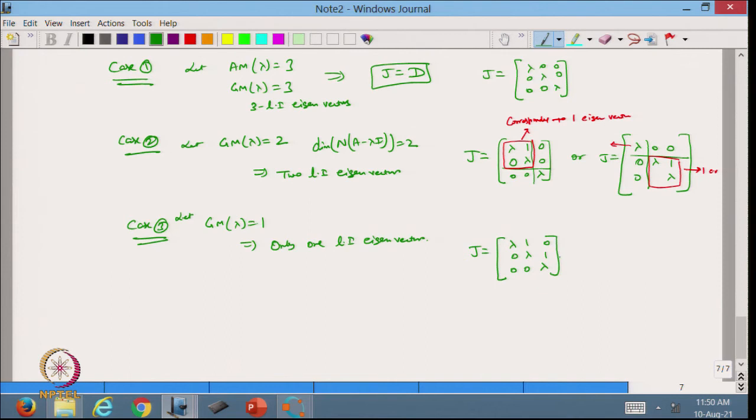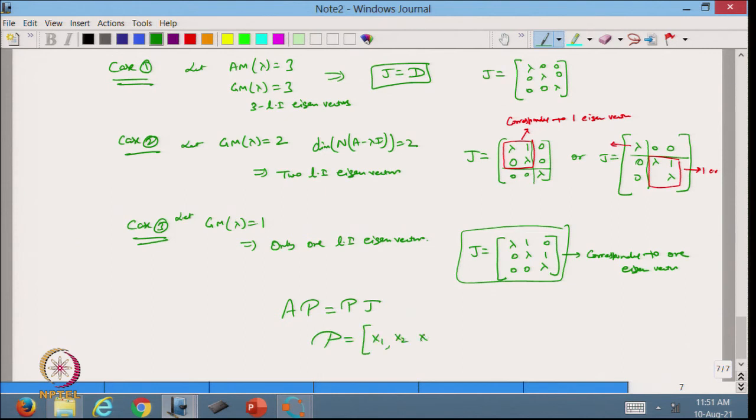So, it is a type of upper triangular matrix, and this is my Jordan block corresponding to one eigenvector. So, this is my Jordan form of the given matrix. Based on this I can write that my matrix A P is equal to P J, where P is made up of the vectors x1, x2, x3 in this case.